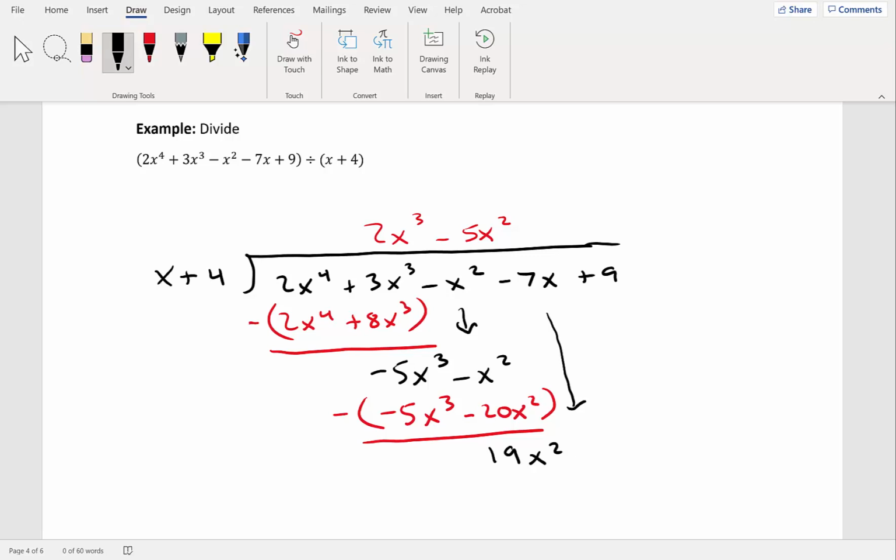After we subtract, bring down the next term. And repeat the process. What do I have to multiply x by to get 19x squared? I have to multiply it by 19x. Now let's go ahead and actually multiply that out. Okay, so 19x times x, I get 19x squared. 19x times 4. Okay, what is that going to give me? 76x, positive 76x. And now let's go ahead and subtract.